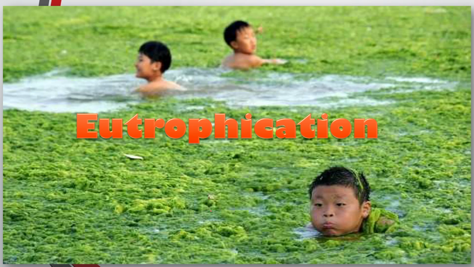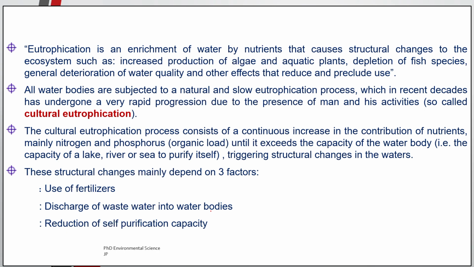Eutrophication. So eutrophication is the enrichment of water bodies with nutrients, primarily nitrogen and phosphorus, leading to various structural changes in the ecosystem. This process results in increased production of algae and aquatic plants, depletion of fish species, general deterioration of water quality, and other adverse effects that hinder the use of water.